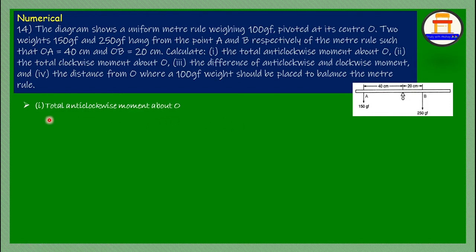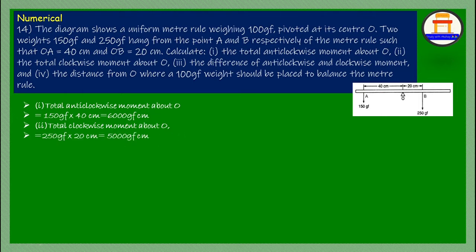Total anti-clockwise moment about O. What will be the total anti-clockwise moment? 150 GF into 40 equals 6000 GF centimeter. Next, the total clockwise moment, which is basically our second question. Total clockwise moment about O will be 250 GF into 20, that is this part. 250 into 20, that is 5000 gram centimeter.